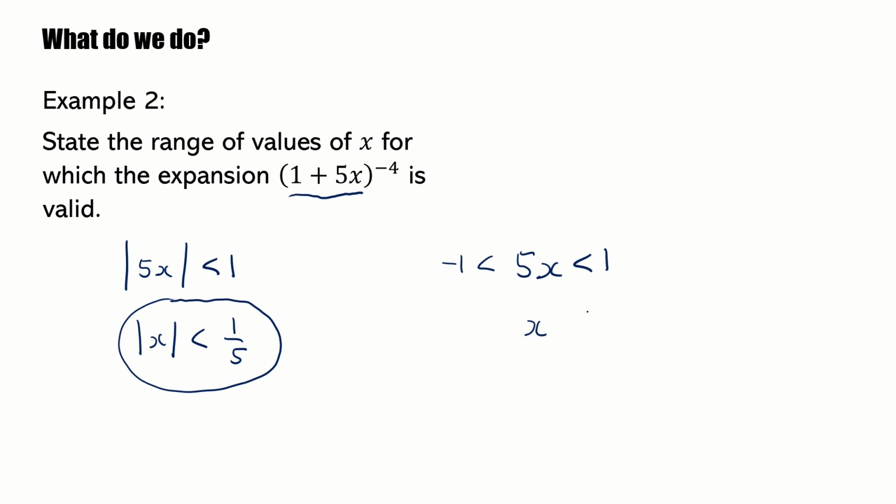If we divide 1 by 5, we get 1/5, but because we divided by a positive number, the inequality sign stays the same, and the same thing happens over here. Minus 1 divided by 5 is minus 1/5, and if we've divided by a positive number, the inequality stays the same. So therefore, this is an alternative way of writing the correct final answer, so choose which approach you prefer.